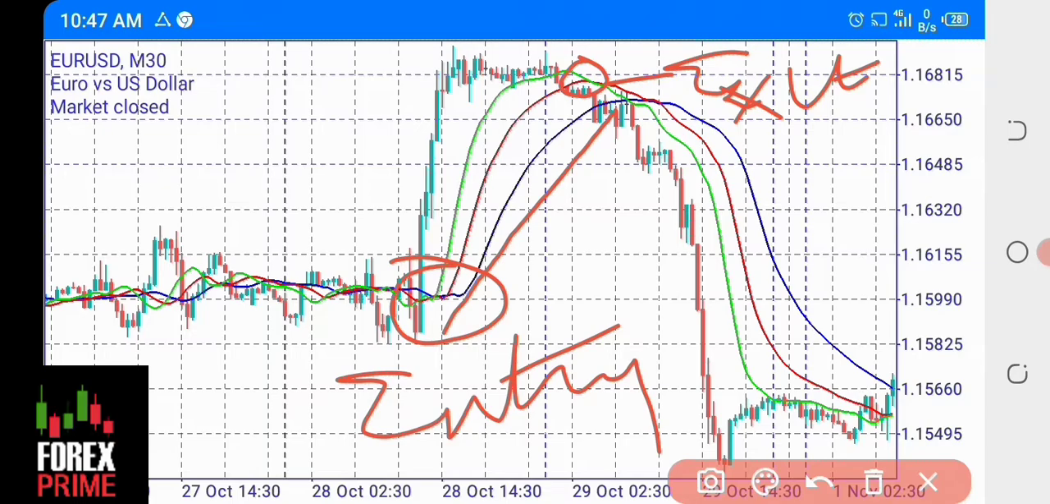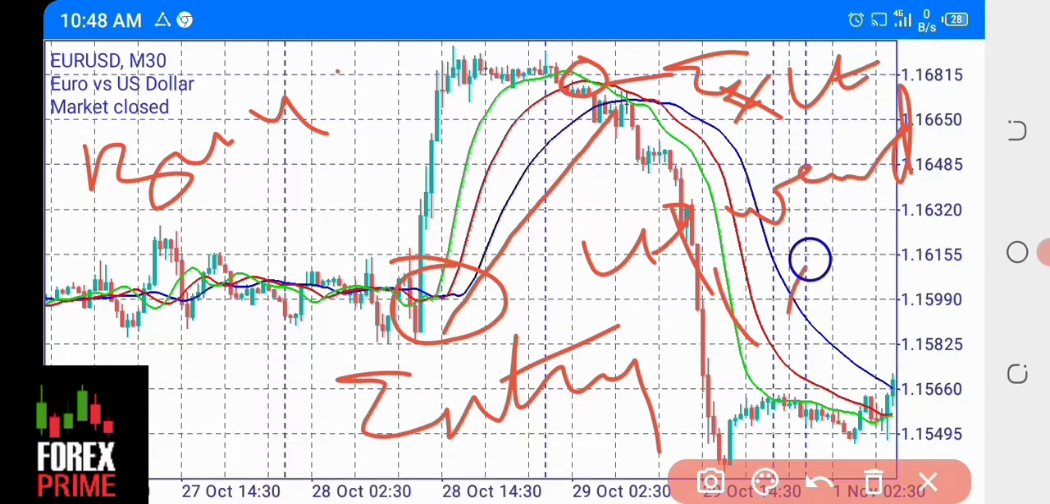Now, how does it work? You must take note that the green line crosses the red and the blue line upward. So now this is an indication of an upward trend. So that means you buy, because the market here is in an upward trend. So you take a buy.